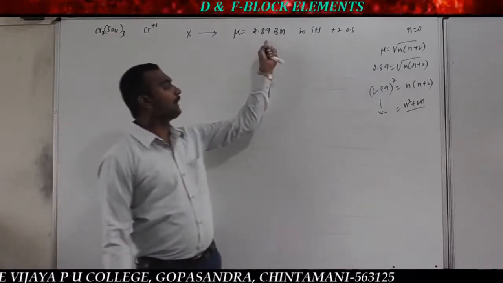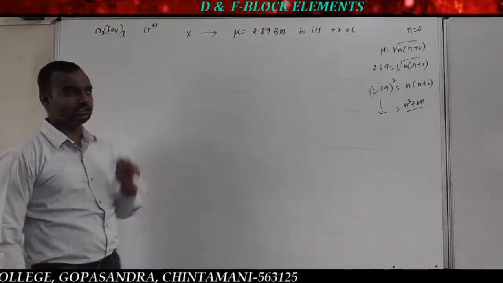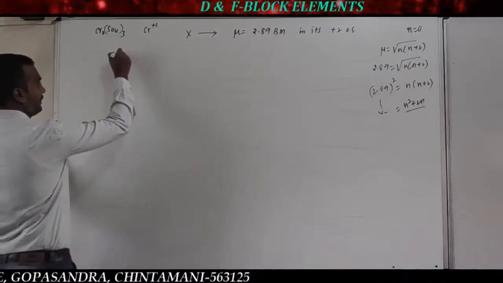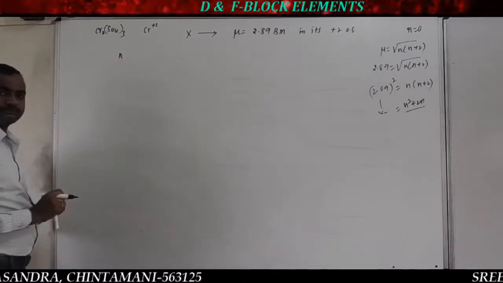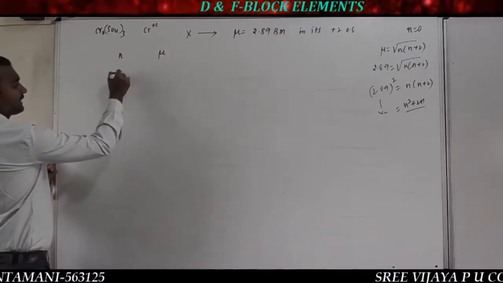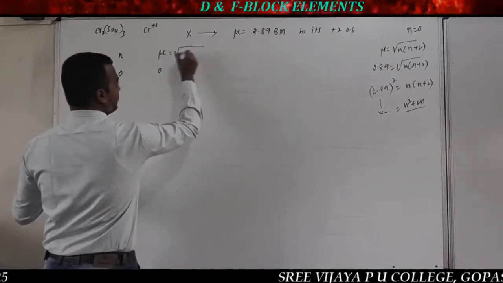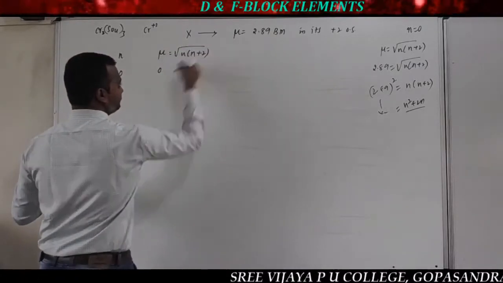Just by looking at the value of mu, we can easily find out the number of unpaired electrons. Let me write one column for the number of unpaired electrons and consider the mu value. If the number of unpaired electrons is 0, definitely mu becomes 0. We know that mu is equal to square root of n into n plus 2.